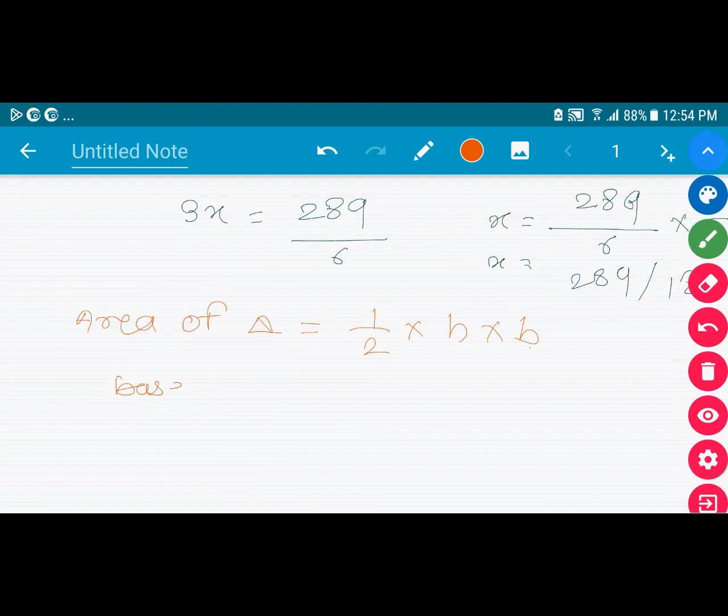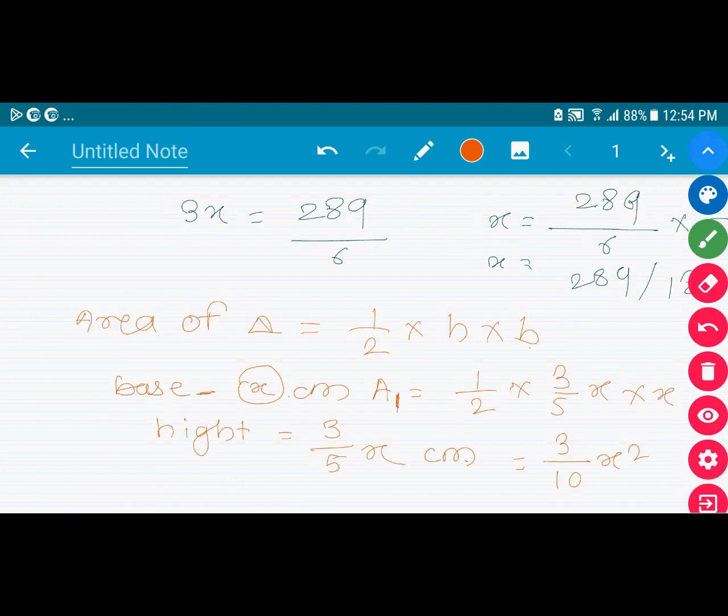So we assume the base as x. So the height of the triangle becomes 3/5 of the base. Base is x centimeter, height is 3/5x centimeter. Now what will be the area? We consider this as area 1. So 1/2 height into base is 3/5x into x. So it is 3/10 x square.